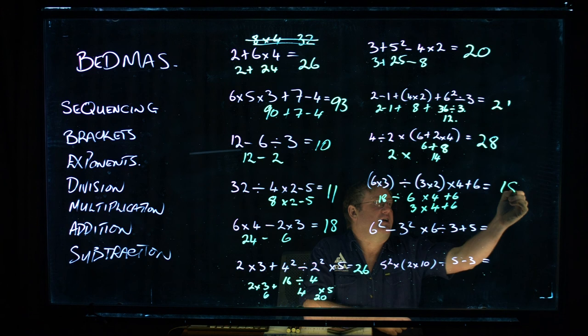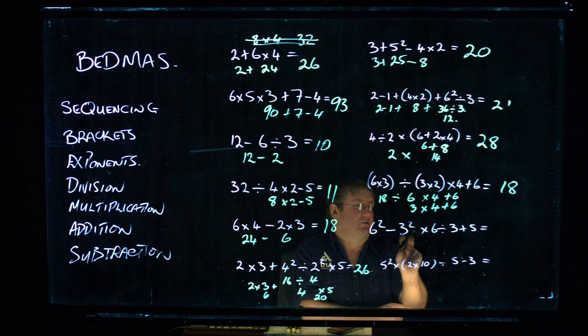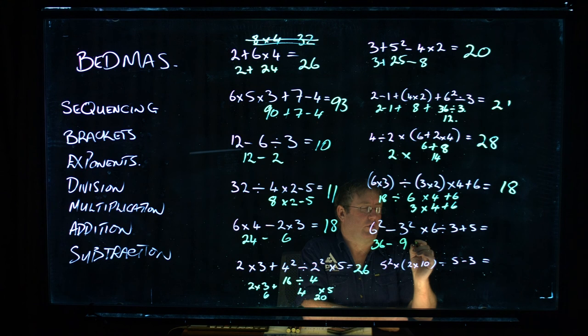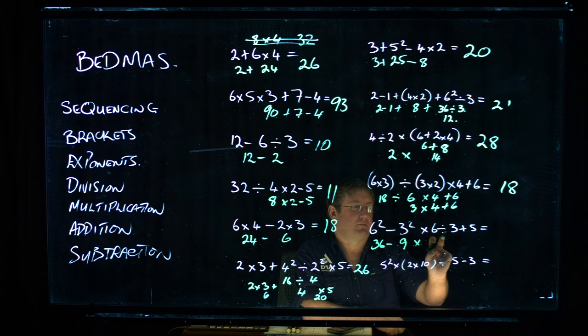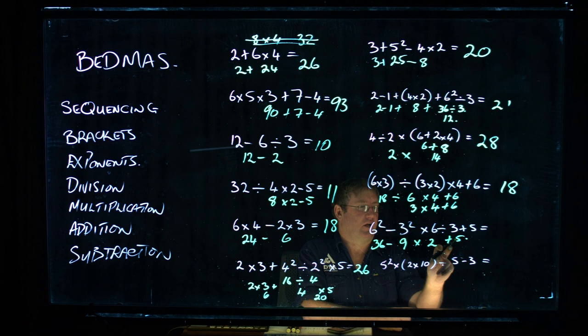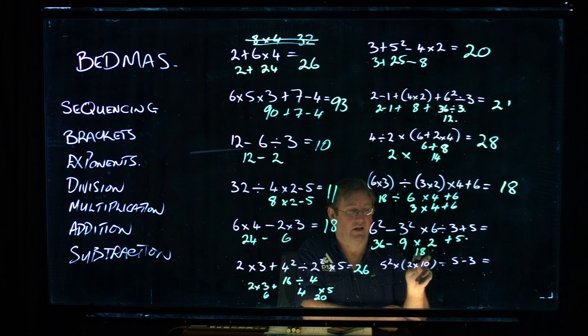Couple to go. We've got exponents, multiplication, division, and addition. So we need to do our exponents first. So 6 squared is 6 times 6, so that's 36, minus 3 times 3 squared is 3 times 3, which is 9. Then we've got times, and in here we've got our division. Division comes before multiplication, so 6 divided by 3 is 2 plus 5. So at this point we've got a subtraction, multiplication, and an addition, so we need to do our multiplication first. So we've got 9 times 2 is 18. So what we've got now is 36 minus 18, which equals 18. 18 plus 5 is 23.